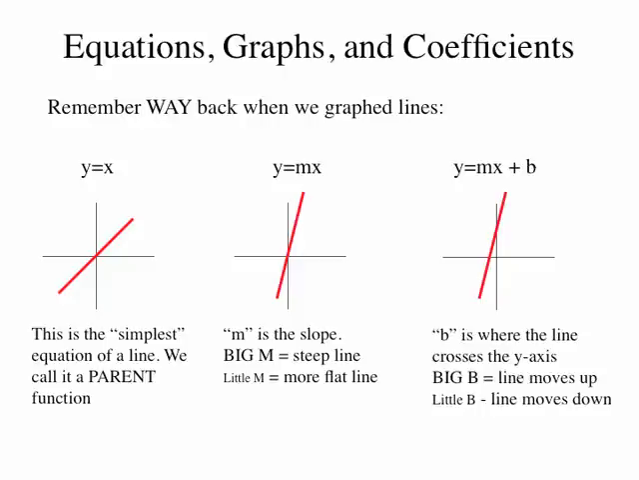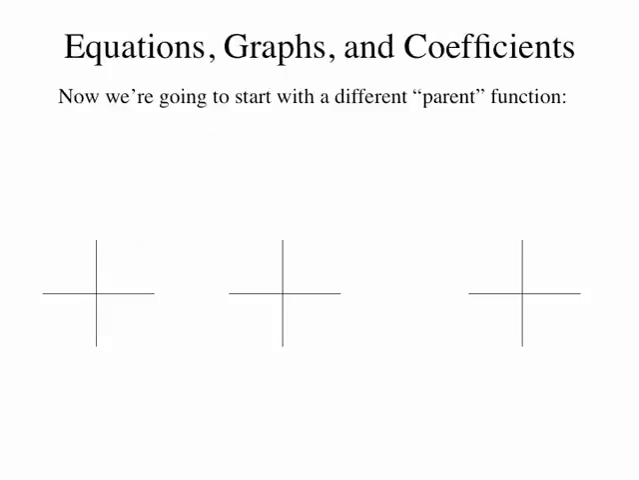If b was a large number, then our line moved up. If b was a smaller or lower number, our line moved down. So m changes the slope of the line, and b changes the location of the line. What we're going to be starting with in Chapter 10 is a different parent function. Instead of y equals x, we're going to start with y equals x squared. If we were to graph a bunch of points that are solutions to the equation y equals x squared, we would see that all of those points together form a shape like this, and we call this shape a parabola.